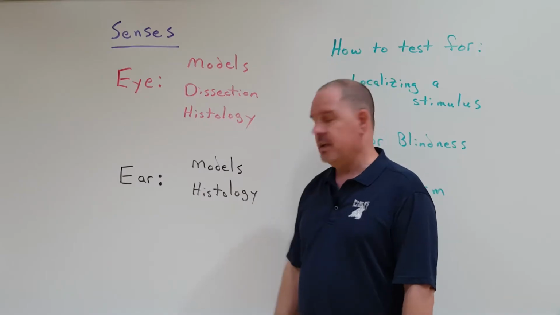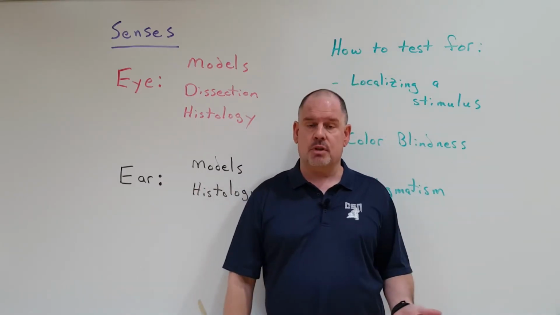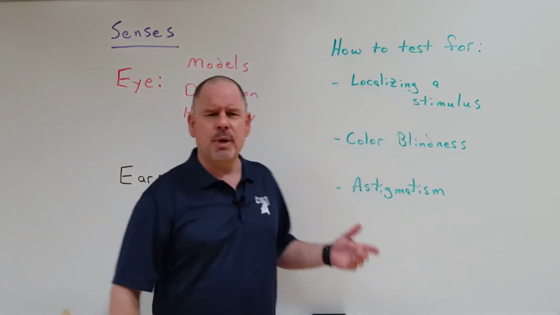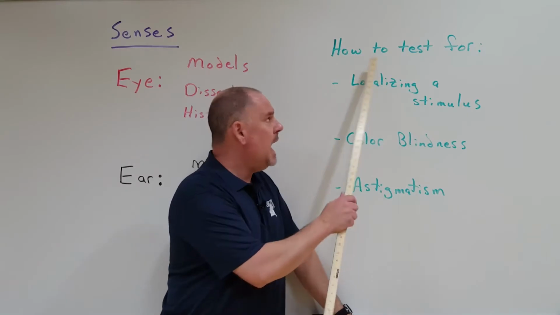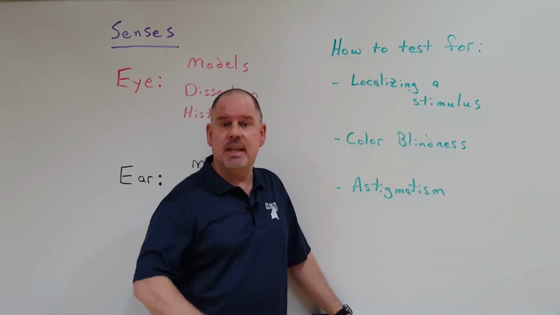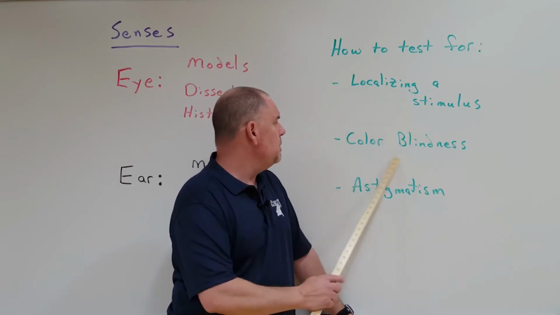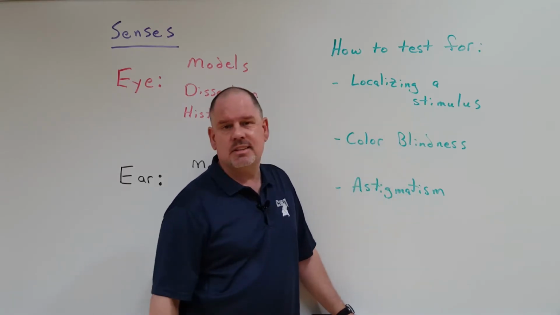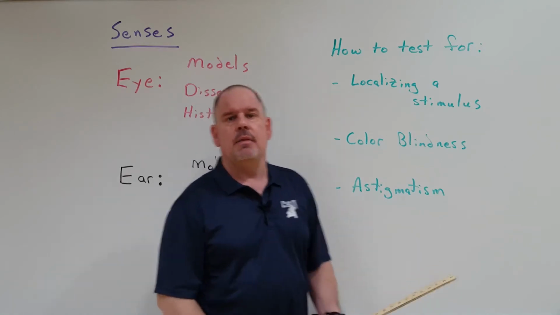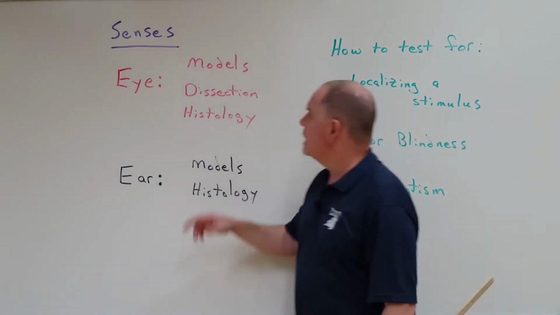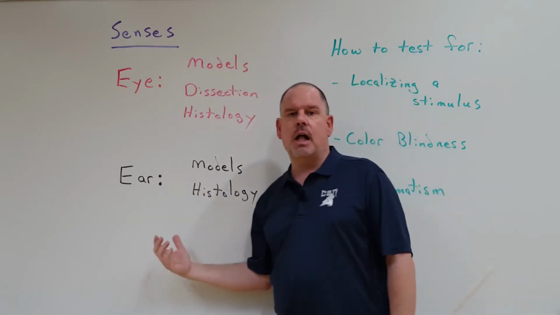We also have ear anatomy from the models and an ear microscope slide. Then we have how to test for localizing a stimulus, color blindness, and an astigmatism. Now remember, how we perform these tests is what I can ask you. I'll take you through those, not very complicated. The big chunk of today's lab is the eye and the ear anatomy and histology.